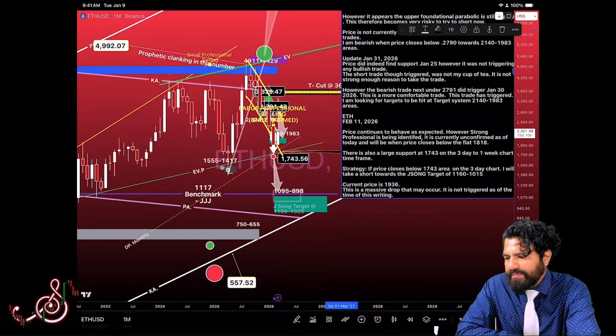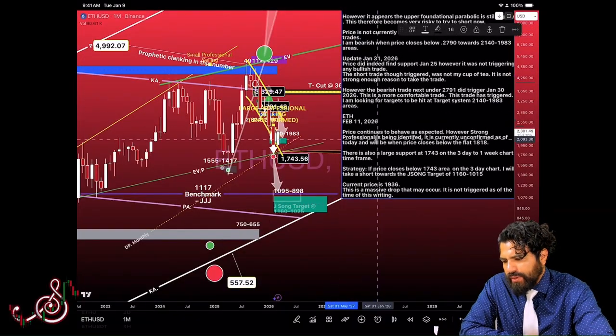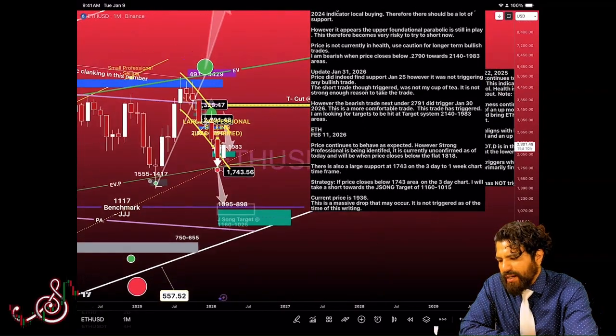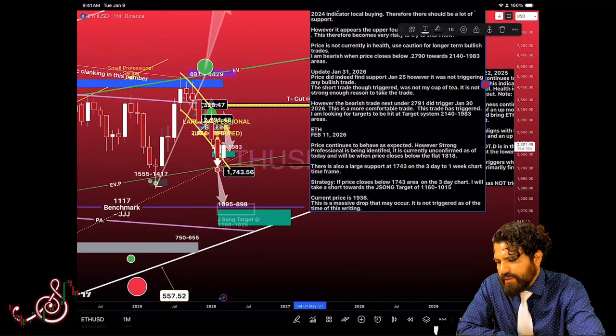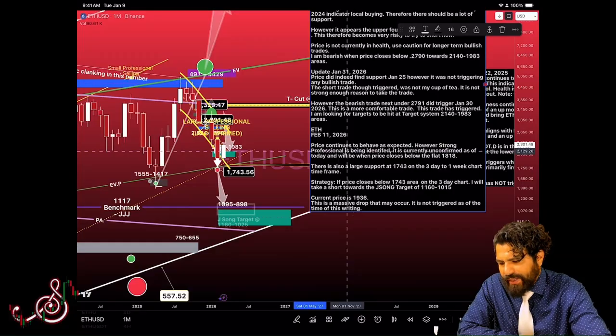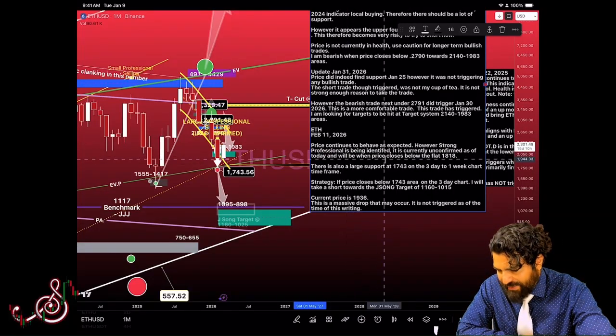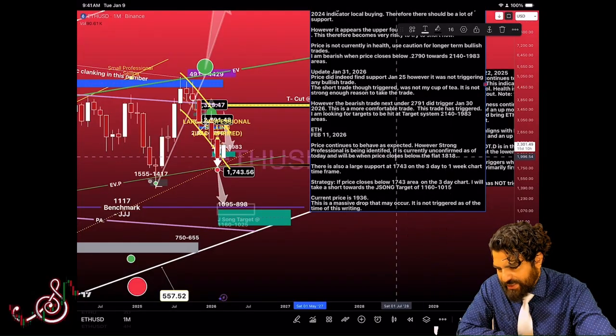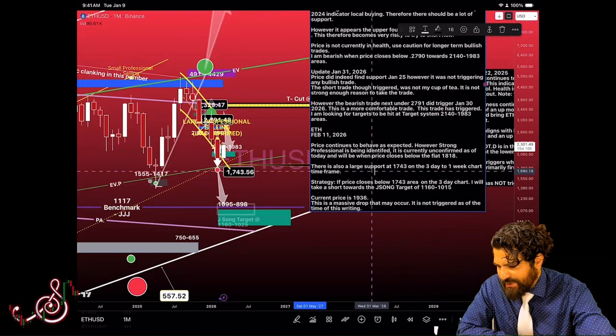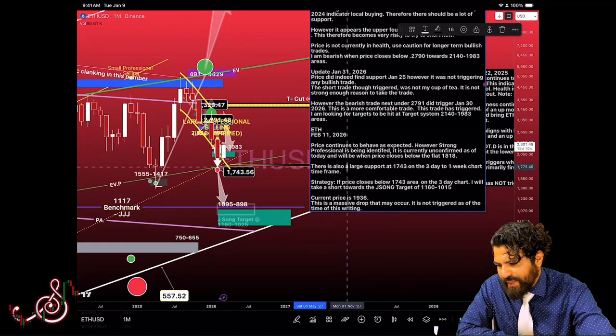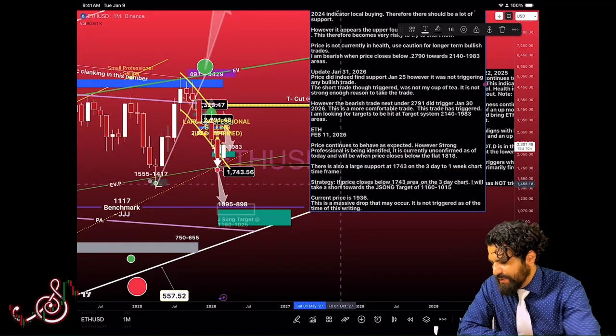All right, my last big update. Price continues to behave as expected. However, strong professional... Oh, I didn't finish the word. Strong professional what, Jason? It is currently unconfirmed as of today, and when price closes below the flat of 18.18... Oh, okay, so that might be negative. There's also large support at 1743 on the 3-day chart to 1-week chart time frame.